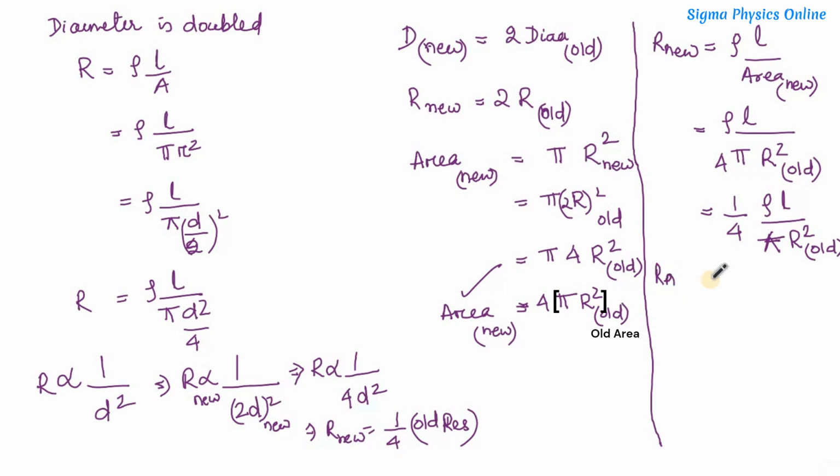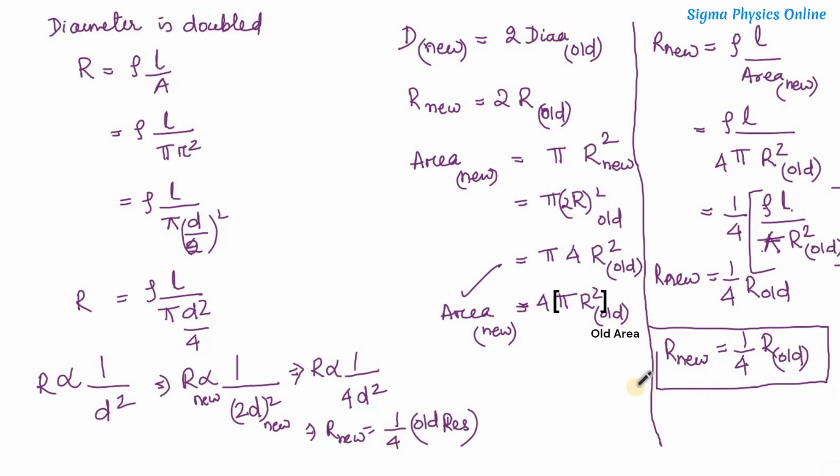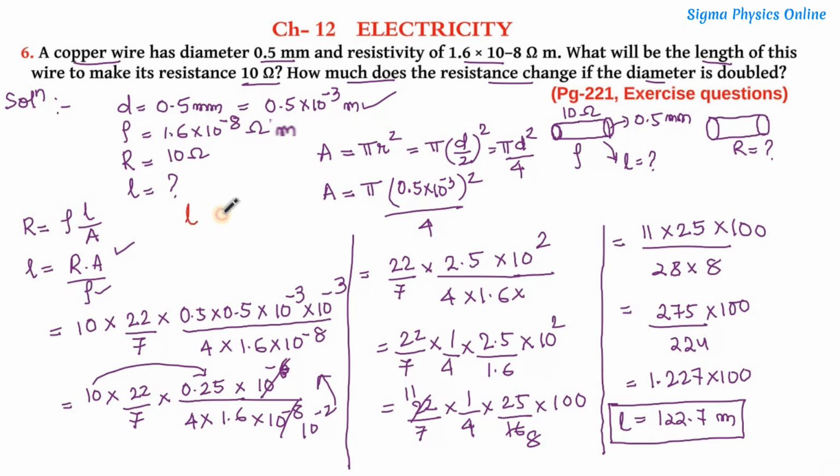So R new is 1 by 4. Now rho L by pi r square is nothing but the old resistance. So it is R old. So the new resistance will be 1 by 4th of the original resistance. So the final answer is the length of the wire required is 122.7 meter, and if we double the diameter of the wire, the resistance becomes 1/4 of the old resistance. So this is the final answer.